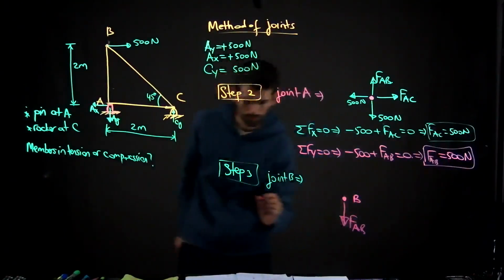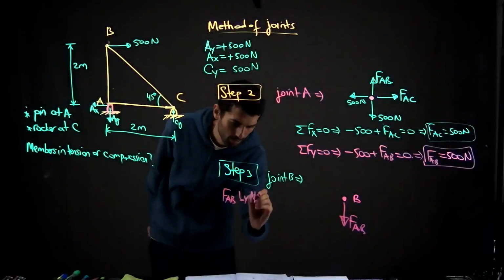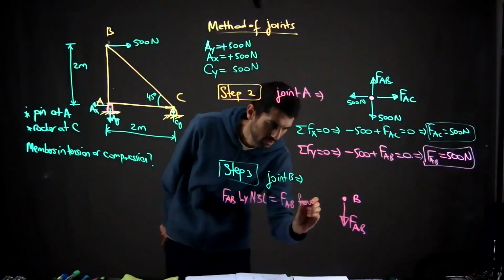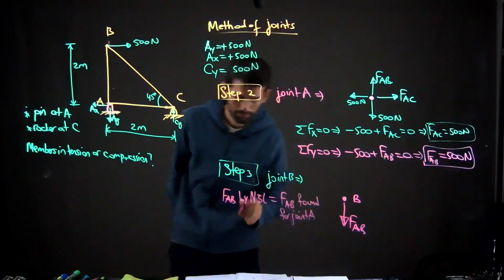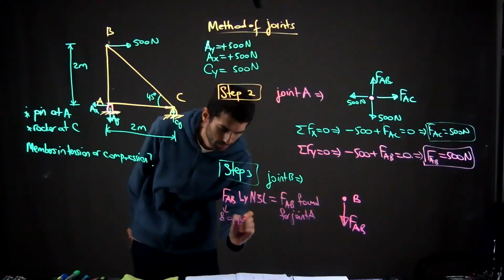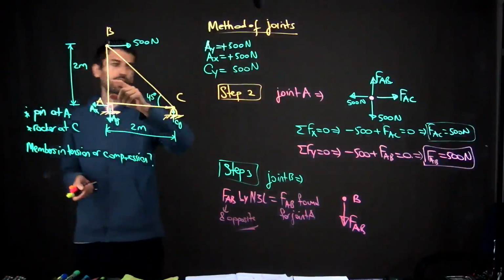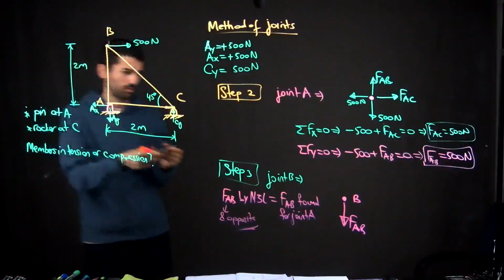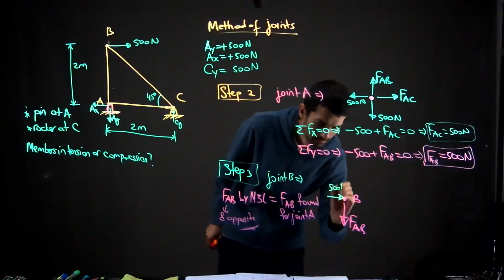So I will add it here. FAB by Newton's third law is equal to FAB found for joint A, but this one is equal and opposite. And then we have the force, which is 500 newtons acting that way. So we'll just put this one here, 500 newtons.